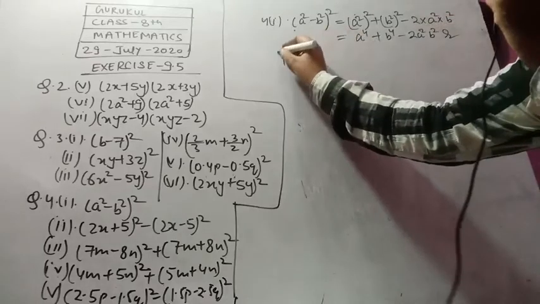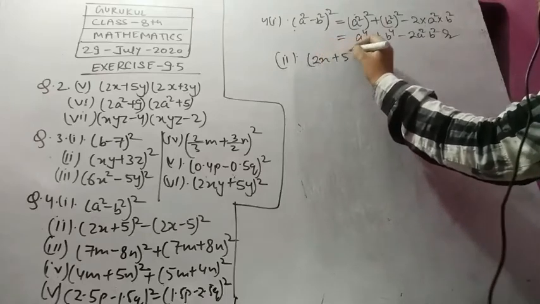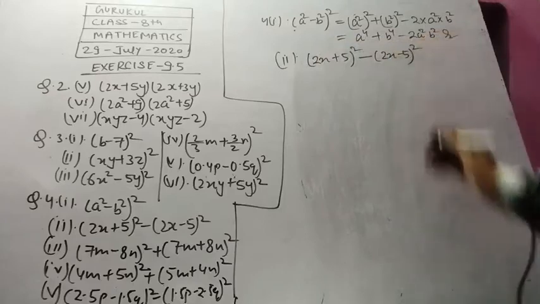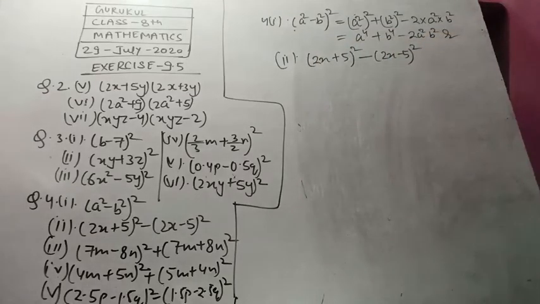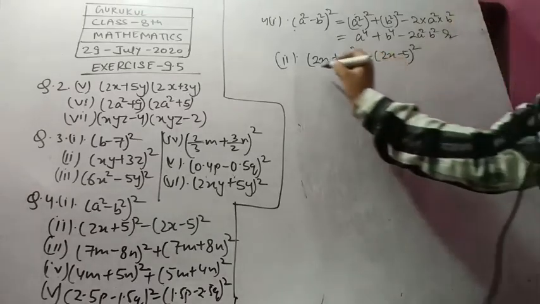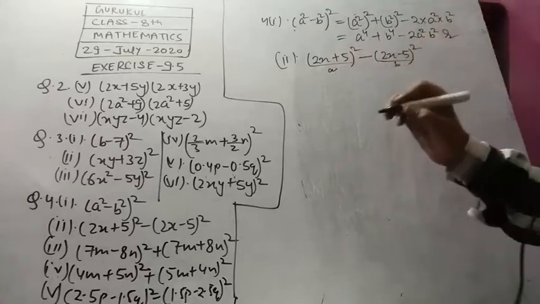Let us solve the second part of question number 4, that is (2x + 5)² − (2x − 5)². So students, I have one more trick for this. I can solve it by two methods. This question I will do with the method which I am going to apply. Let us see. We can consider this as a, this as b.